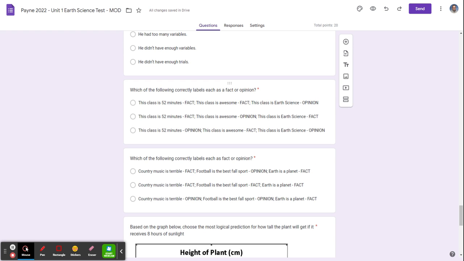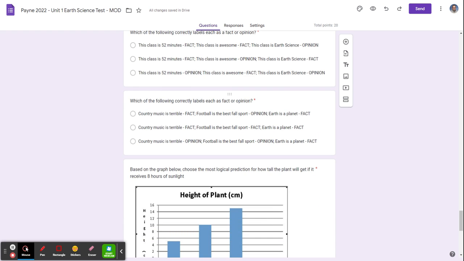Which of the following correctly labels each as fact or opinion? This class is 52 minutes. Fact. This class is awesome. Fact. This class is earth science. Opinion. This class is 52 minutes. Fact. This class is awesome. Opinion. This class is earth science. Fact. This class is 52 minutes. Opinion. This class is awesome. Fact. This class is earth science. Opinion.